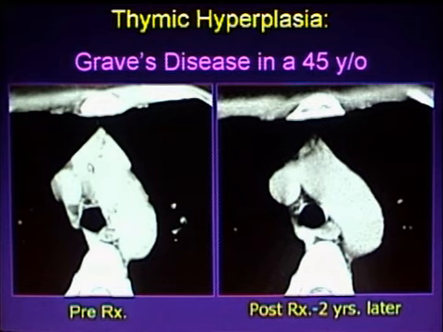Rather, it is a well-formed, symmetric, bilobed arrowhead-shaped structure. A good cause for this is Graves' disease. The Graves' disease is treated, and 2 years later we have involution, fatty involution of the gland, as would be typical for a patient of this age.